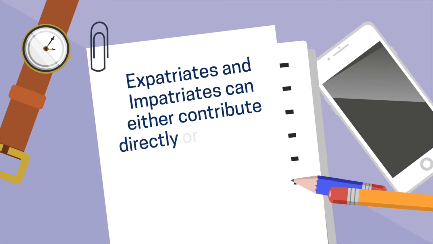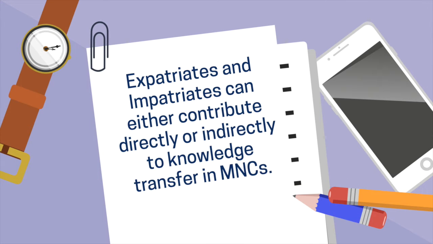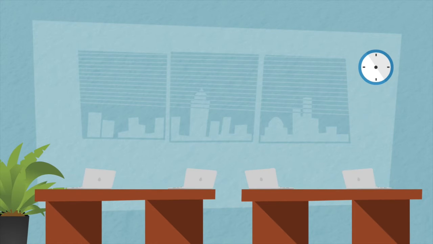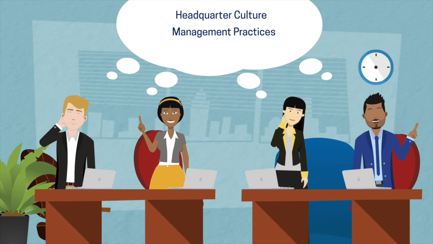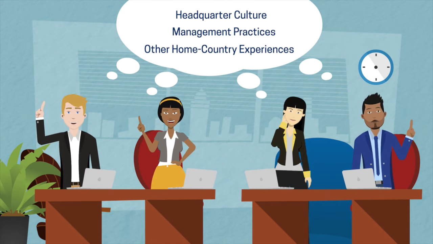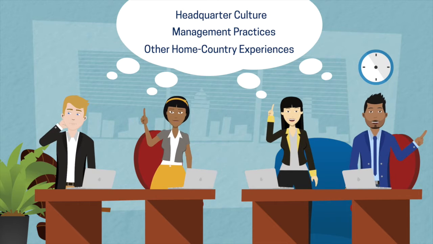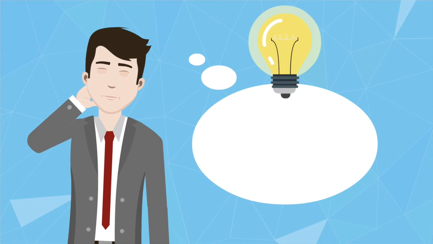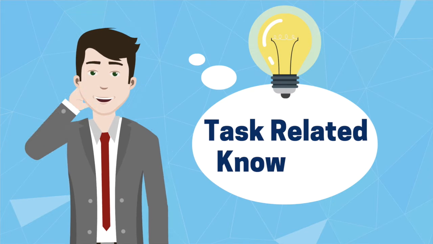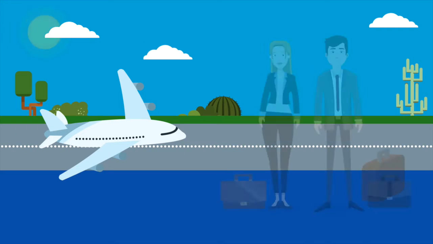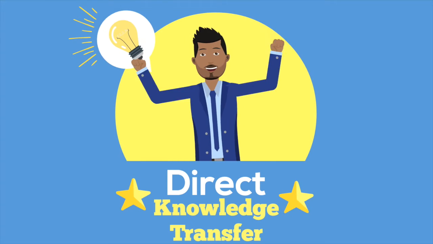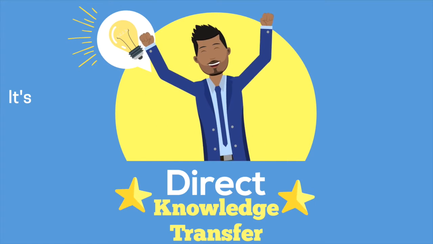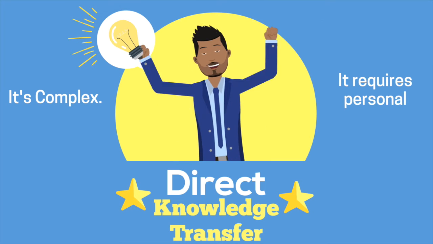Expatriates and impatriates can either contribute directly or indirectly to knowledge transfer in a multinational company. Expatriates share headquarter culture, management practices, and other home country experiences with colleagues from their host country. In return, they gain task-related knowledge, which they can then implement into their way of working once they return back home. Direct knowledge transfer is important when the knowledge is complex and it requires mostly personal contact in order to understand both knowledge contexts.